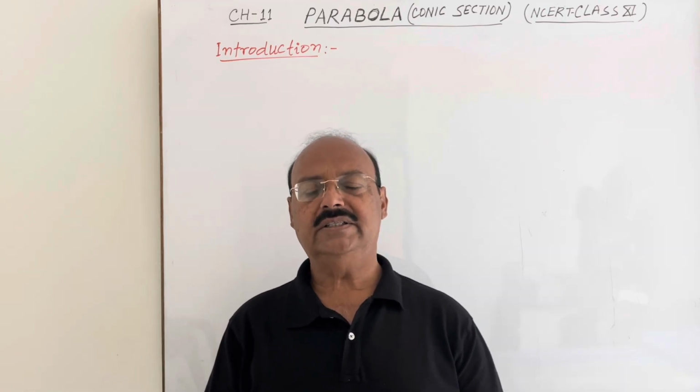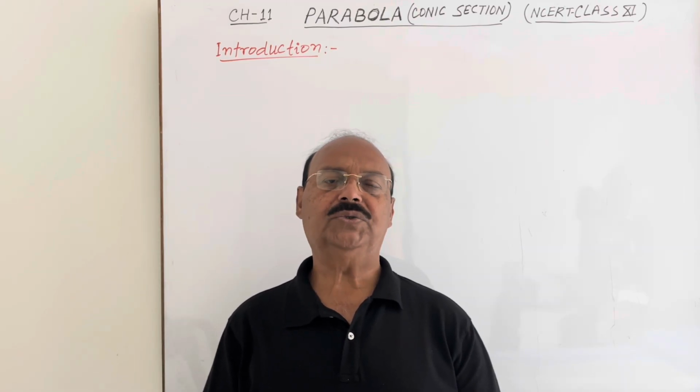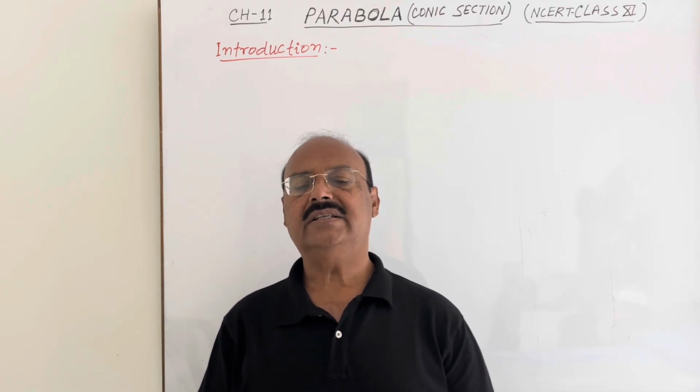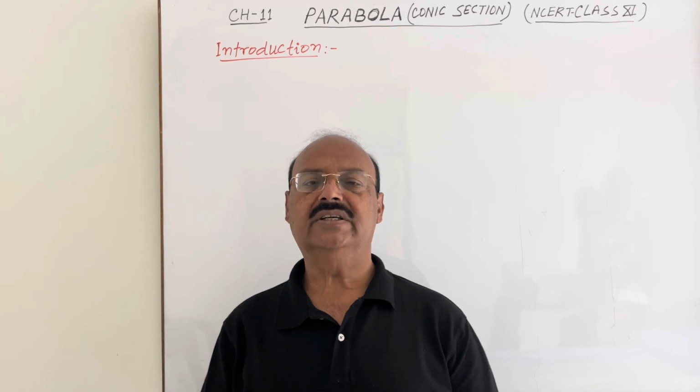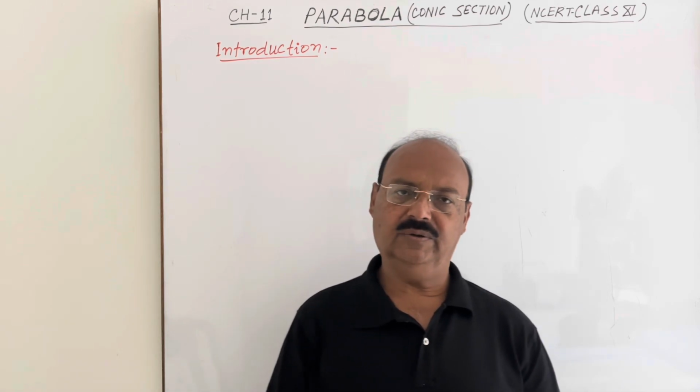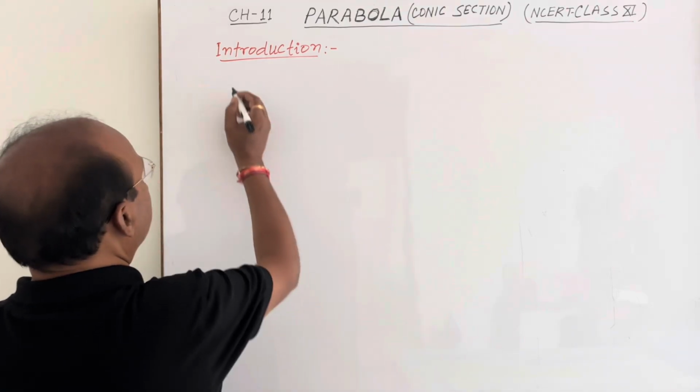A parabola is a path traced out by a movable point which moves such that it is equidistant from a given point and a given line. Okay, so let us see the definition here.